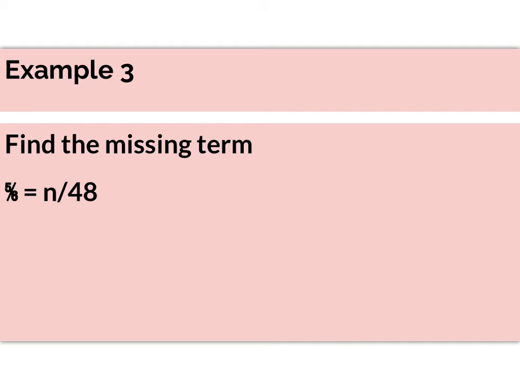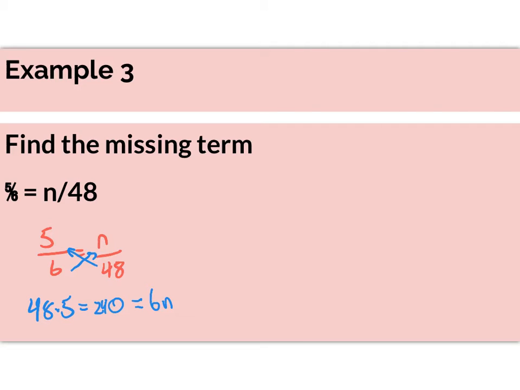Okay, so now this is what I'm talking about. Find the missing term. 5 over 6 equals n over 48. I'm going to do it the long way, and then I'm going to show you the shortcut. So what you're supposed to do, technically, is cross multiply. So you get 48 times 5, which equals 240, which is equal to 6n. 6 times n is 6n.